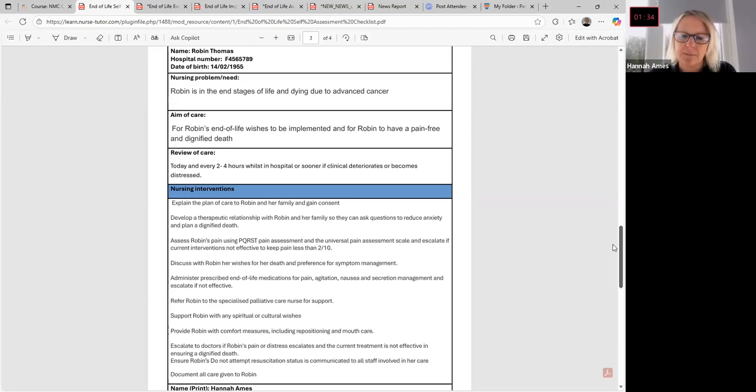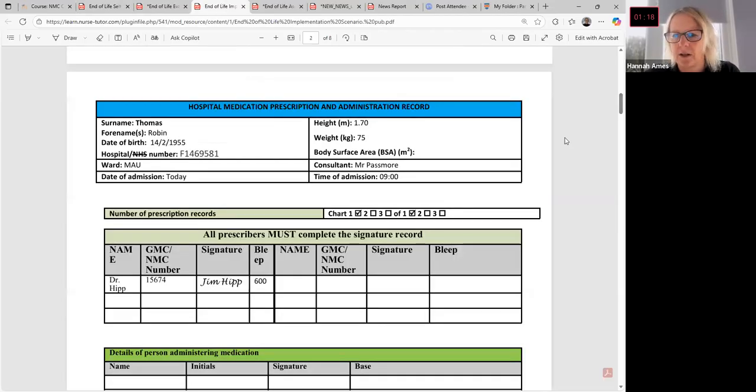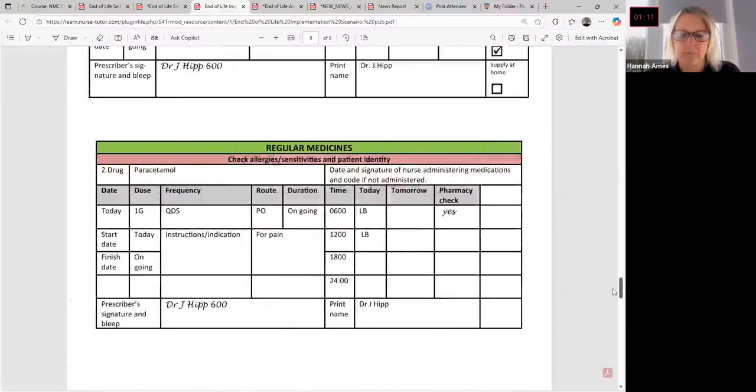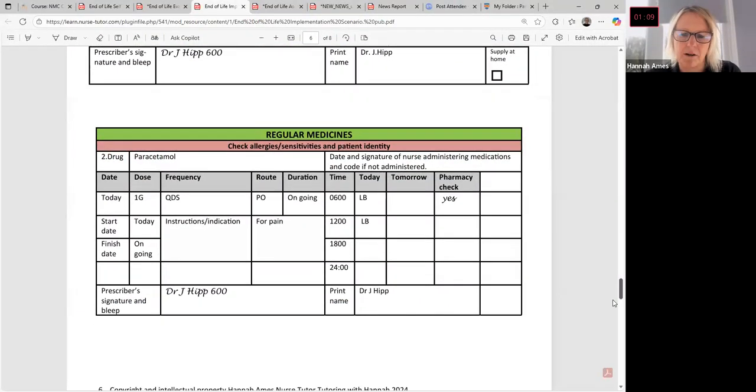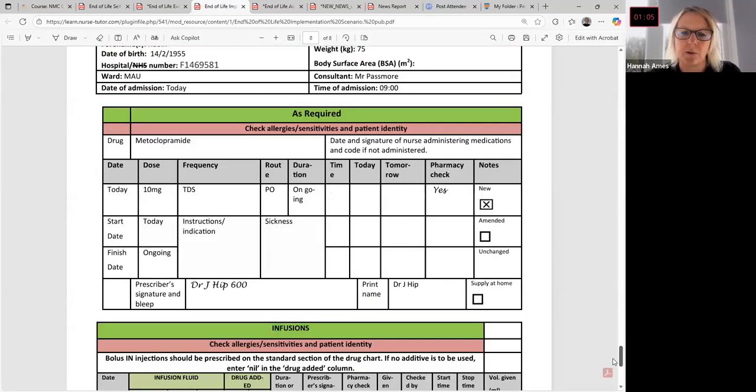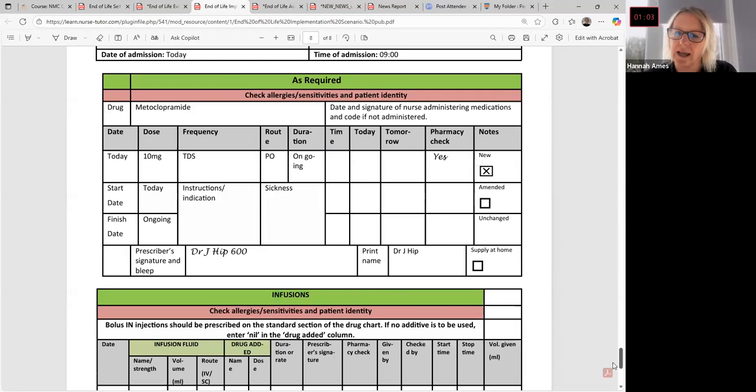She didn't have any specific spiritual wishes, but she did want to see the chaplain, and we have arranged that. We've made sure that Robin is aware of her do not attempt resuscitation status, and this has been communicated to all staff. Medications I have given Robin include just paracetamol at 6 o'clock, 1 gram. She was also feeling sick, so she had some metoclopramide as required medication at 6 o'clock as well.